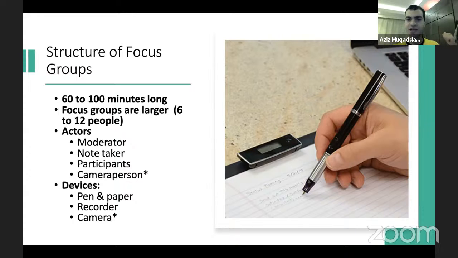And we have rooms actually on campus for focus groups equipped with cameras that you can turn on automatically, and you can now record a focus group without a camera person. Devices: pen and paper, a recorder, and a camera. Nowadays, you could use your laptop or your cell phone as a recorder.